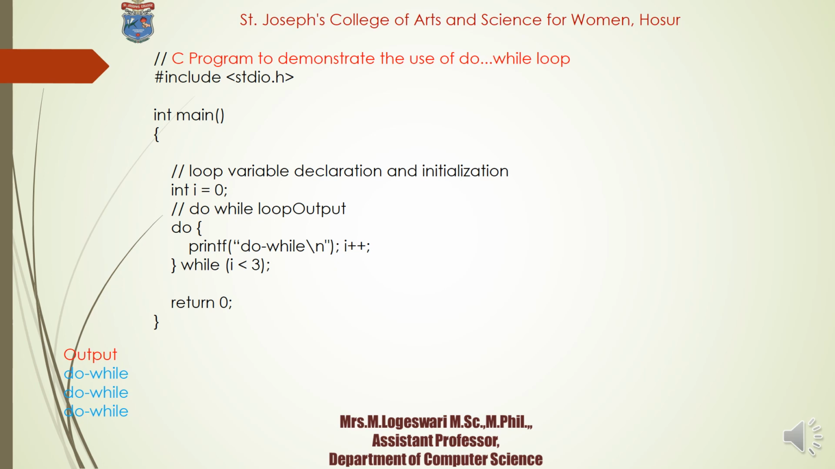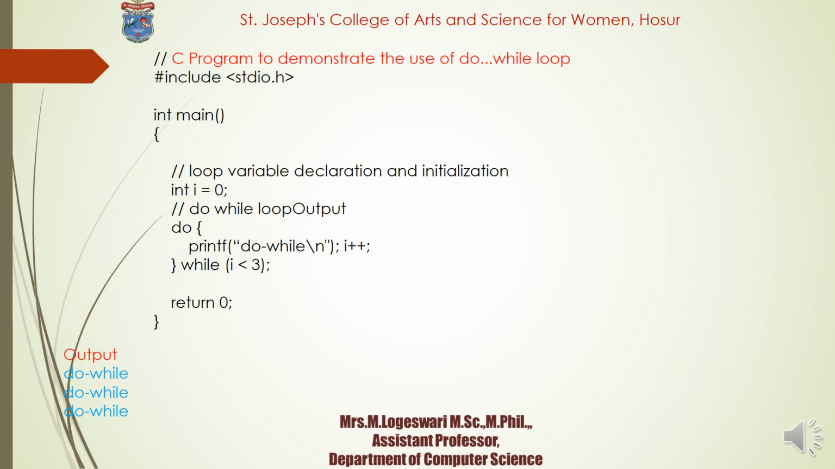This is the example program for the do while. First initialize the looping variable, int I equal to 0. After that the do loop will start. Print the value as do while. After that iterate the loop variable, I equal to I plus 1. So 0 plus 1, I equal to 1. After that the while condition will be checked: 1 less than 3. This condition is true, so again enter the do loop and print do while.